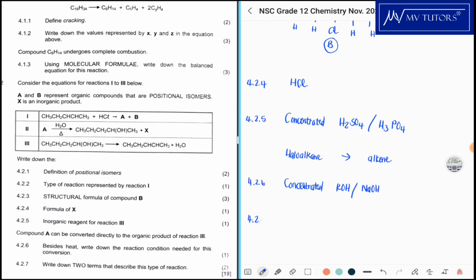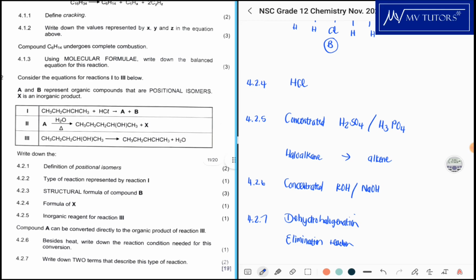And then 4.2.7, write down two terms that describe this type of reaction. Okay, so basically we have removed a hydrogen halide, so we can call it dehydrohalogenation, or we could say this is an elimination reaction. Those are the two terms, elimination reaction. Okay, and that's it for question 4.